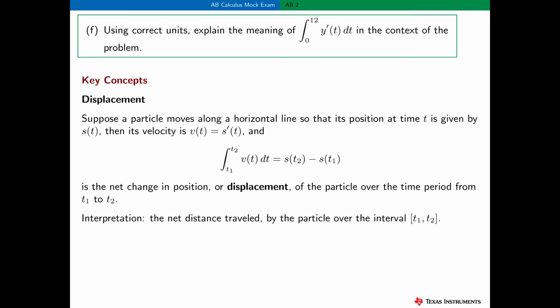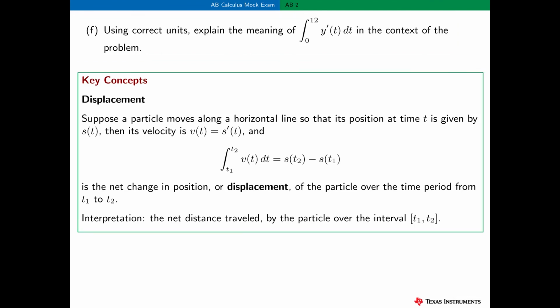In Part F, we need to explain the meaning of this definite integral in the context of the problem. The key concept here is displacement. Let's suppose a particle moves along a horizontal line so that its position at time t is given by s of t. Then we know that the velocity is the change in position over time. So the velocity is the derivative of s. That is, v of t is equal to s prime of t.